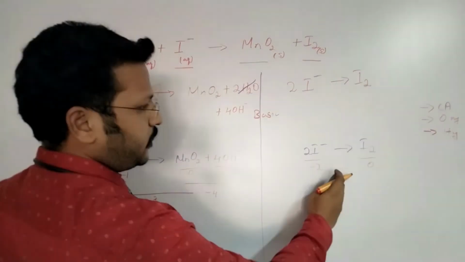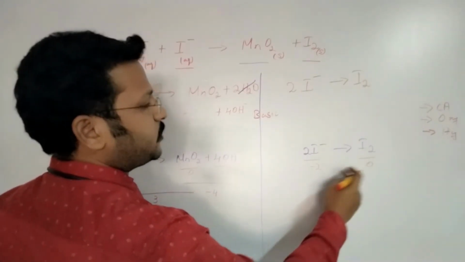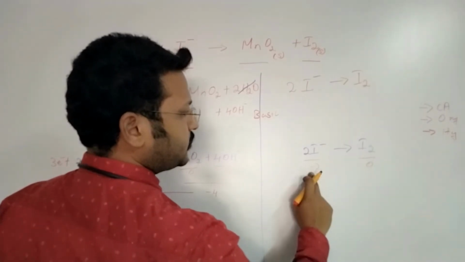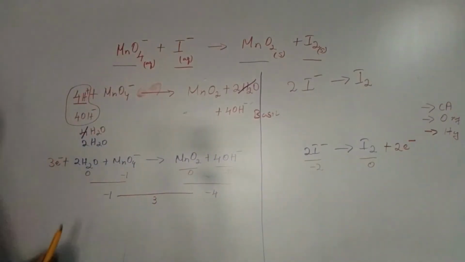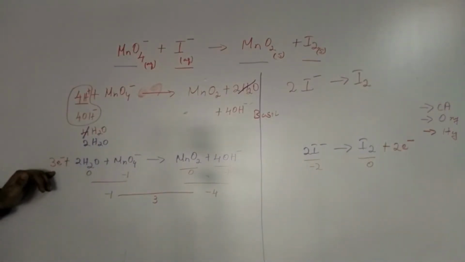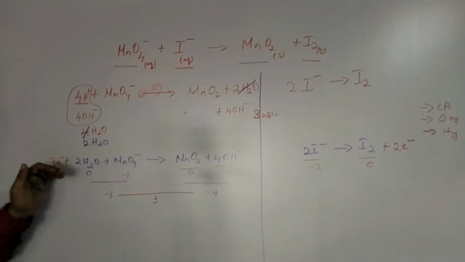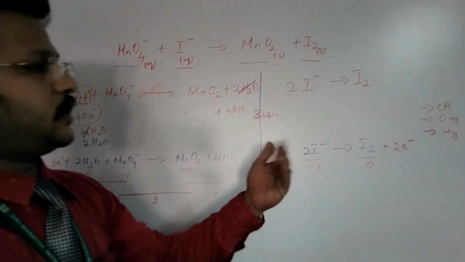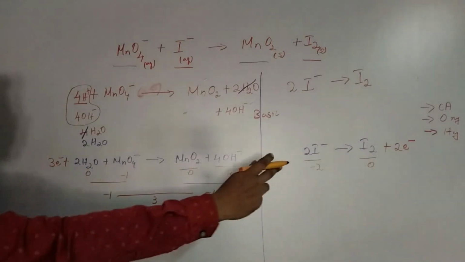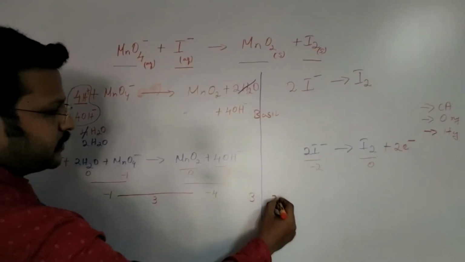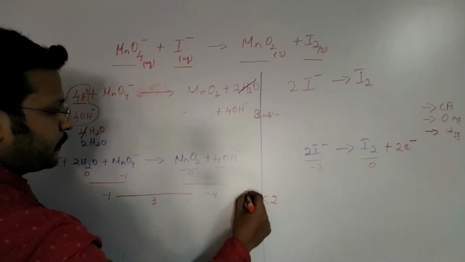And similarly here, towards the positive side I have to add the difference. The charges here are minus 2 and here it is 0. This is 2, so I have to add 2 electrons on this side. So now check. Here 3 electrons are added and here 2 electrons are given out. Now the number of electrons given out must equal the electrons consumed on either side. So here 3 and 2. I have to cross multiply.